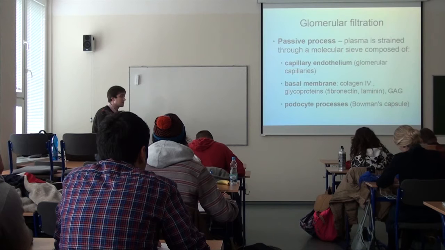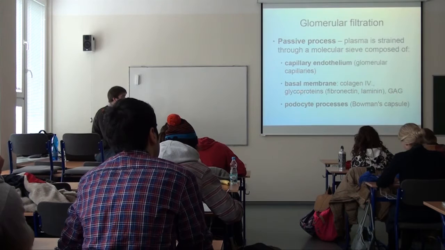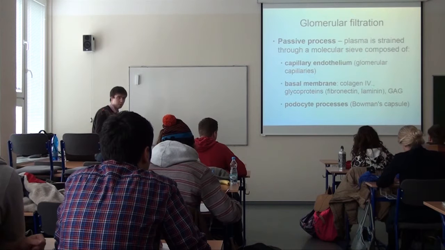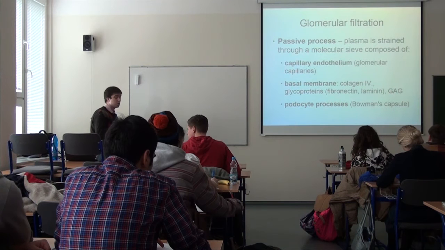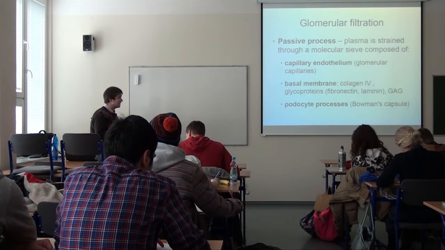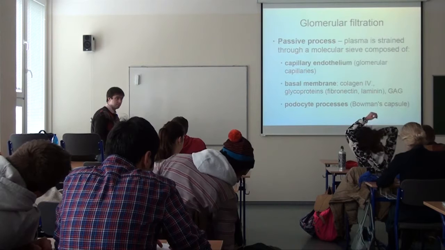You know that the normal basal membrane consists of collagen type 4, then glycosaminoglycans, and of some glycoproteins. Yes, so it's the normal basal membrane, as you know, from the first grade. And the third part of this glomerular membrane is our podocytes. The podocytes are special cells of Bowman's capsule, and these cells have processes that we call pedicles. Yes? So the third part are pedicles of podocytes.